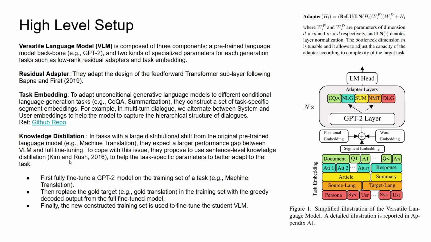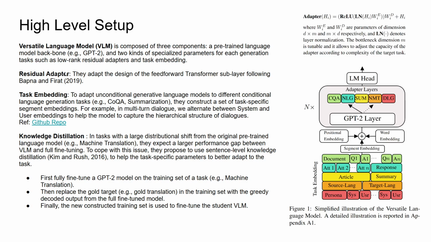Now, what's the high level setup in this paper? So first of all, they introduced something called a versatile language model, which is very similar to a transformer model with very subtle differences. So they take a pre-trained backbone like GPT-2 in their case, and then they introduce two kinds of specialized parameters. One is these low rank residual adapters, which is same as the adapters I've covered in the previous two videos or the adapters you might be familiar with in general. And then they also have these task embeddings. So let me just go over both of them as we cover them.